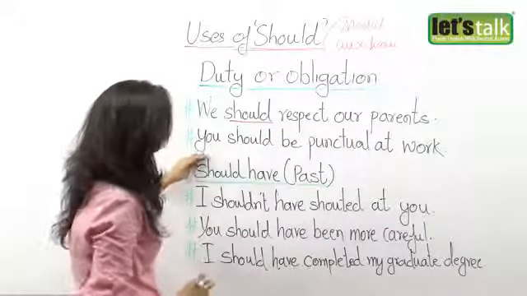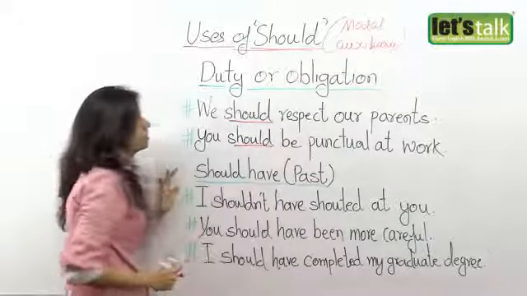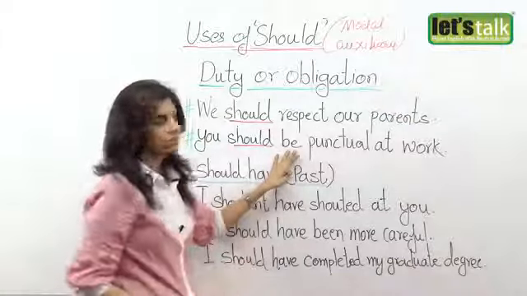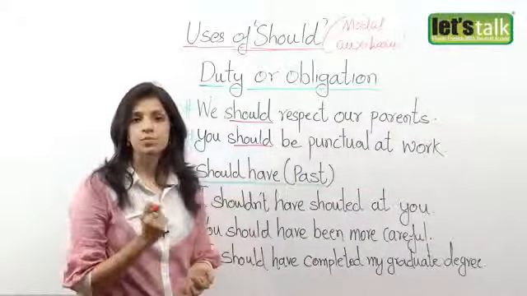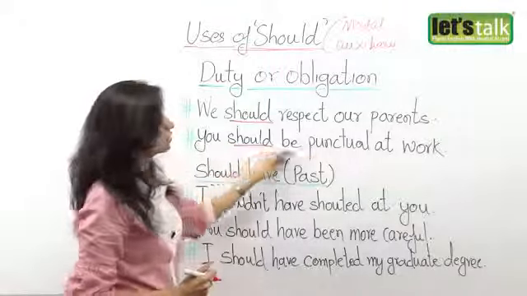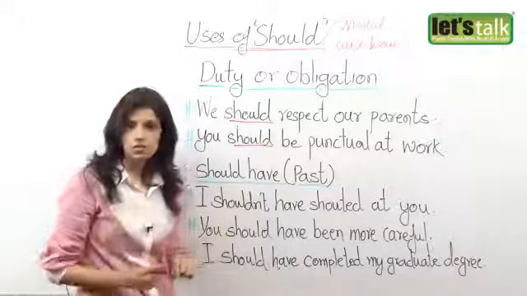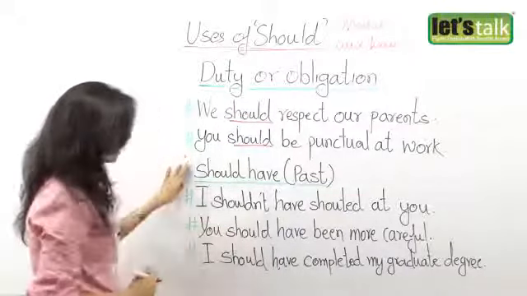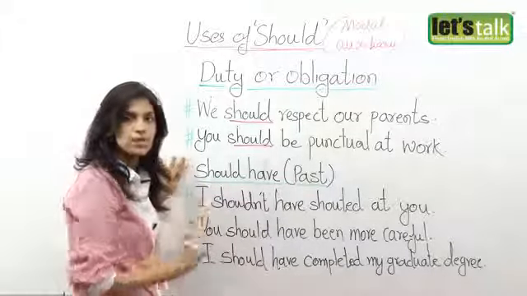Alright. In my next example, you should be punctual. Okay. You should be punctual at work, or probably you should be punctual for your lectures at the university. So when something is your duty and you are supposed to do it, we say you should be punctual at work. So you use should when you talk about a particular duty or an obligation. Okay. Now let's take a look at should have. Now should have is something that you use when you want to talk about something in the past.